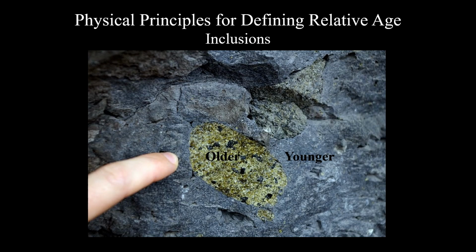Here's an example of an inclusion. This we call a xenolith. We haven't really drilled down into the mantle of the Earth. There are some projects now that are getting close, and there have been some claims that we may have actually approached the crust-mantle boundary. But we have good evidence of the mantle because we have these xenoliths that come up.